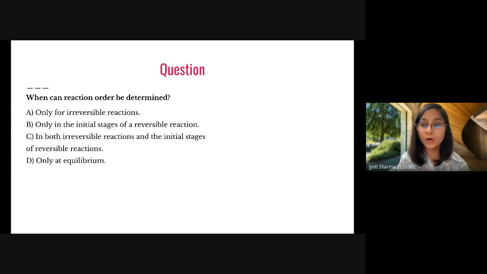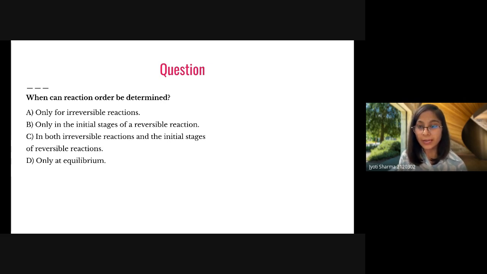When can reaction order be determined? I have four options. First, only for the irreversible reaction. The second is only in the initial stage of a reversible reaction. C is in both the irreversible reaction and the initial stage of the reversible reaction. And fourth is only at equilibrium. So what do you think? What is the right answer? You can write in the chat box. You can communicate with me.